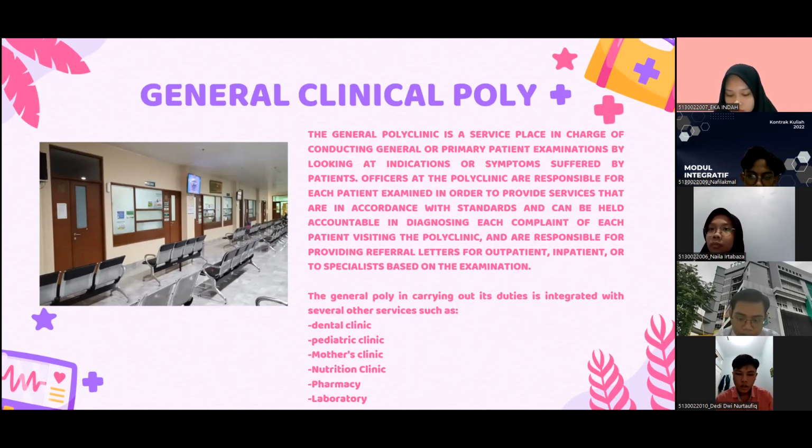The general poly, in carrying out its duties, is integrated with several other services such as dental clinic, pediatric clinic, mothers clinic, nutrition clinic, pharmacy, and laboratory.